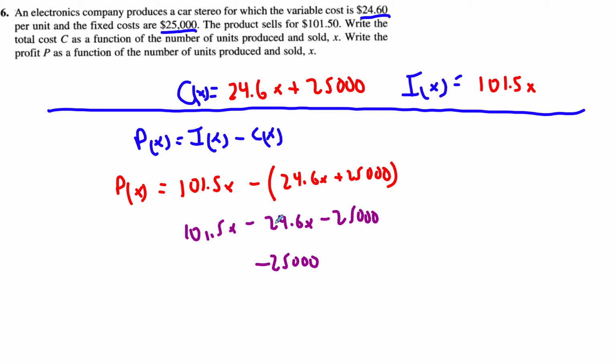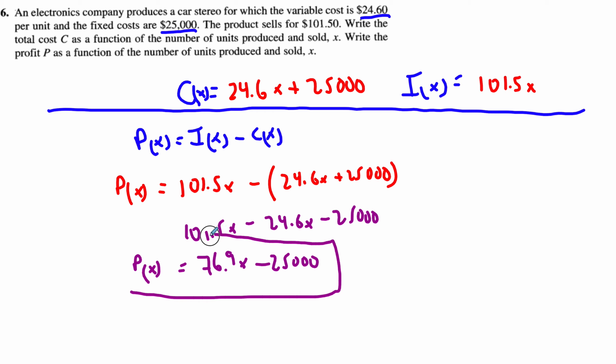101.50 minus 24.6. So what is that? If I subtract 24.6, it's like subtracting 25, which is going to be 75, so 76.90. So 76.90x minus 25,000, and that is what my profit is. So this tells me if I sell 0, my costs are still 25,000. And at some point, I'll actually start making a profit. Remember, a lot of businesses are not profitable until they've done a certain amount of business.